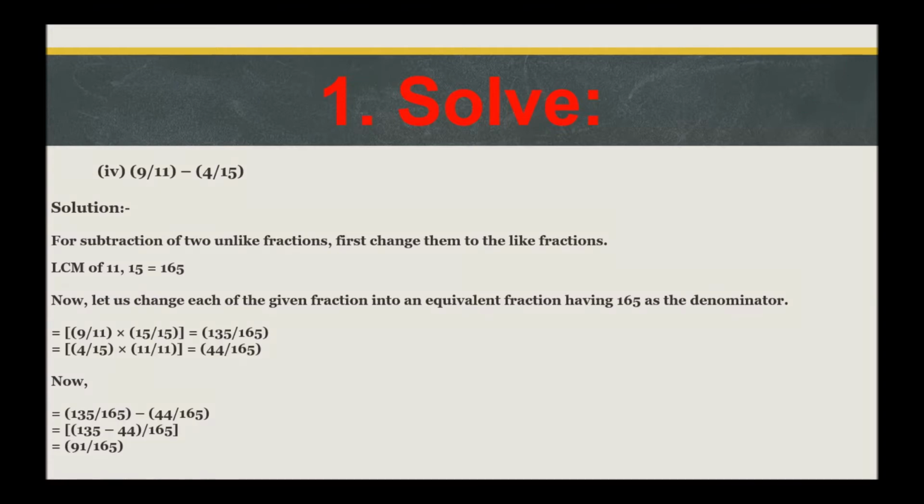Next is 9 upon 11 minus 4 upon 15. Here also we will first change into like fractions. So the LCM of 11 and 15 is 165. Now we will make the fractions equal. So 9 upon 11 we will multiply with 15 upon 15, that is 135 upon 165. Then 4 upon 15 we will multiply with 11 upon 11, that is 44 upon 165. Now we will subtract them. So 135 minus 44 is 91. So it is 91 upon 165.